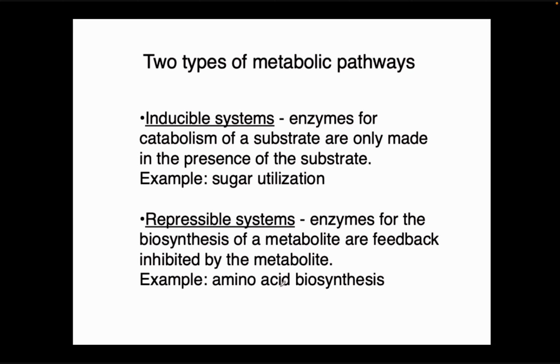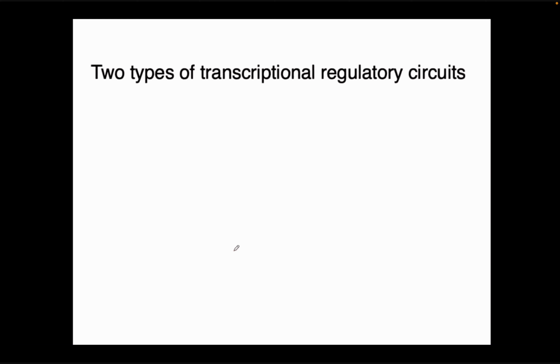There are thousands of lab experiments showing that if you grow E. coli in media where you give it amino acids, it grows faster than in a synthetic medium where it has to make all of it itself. Again, it's energy conservation. So in repressible systems, the enzymes for the biosynthesis of the metabolite are feedback inhibited by the metabolite. In the example we'll look at next week, the presence of tryptophan in the media turns off, or represses, the tryptophan biosynthetic pathway. Then as you starve for tryptophan, you turn up that pathway to make it.